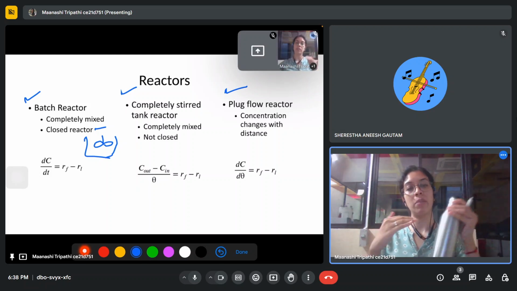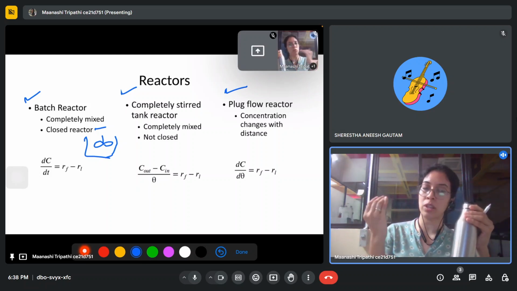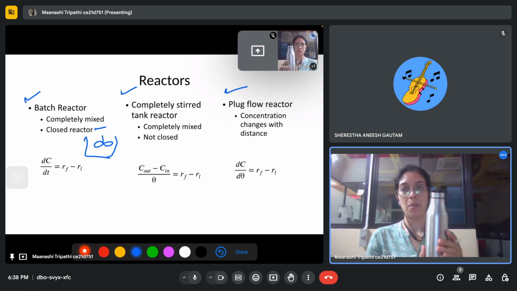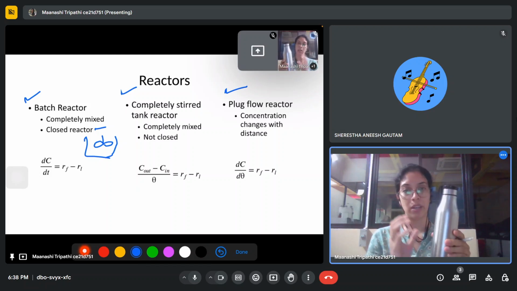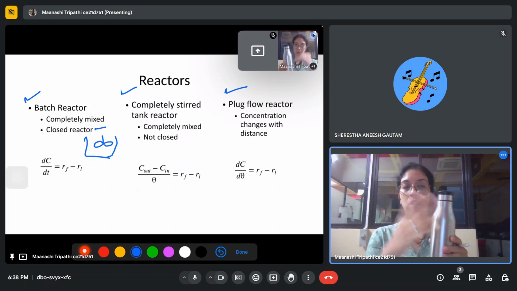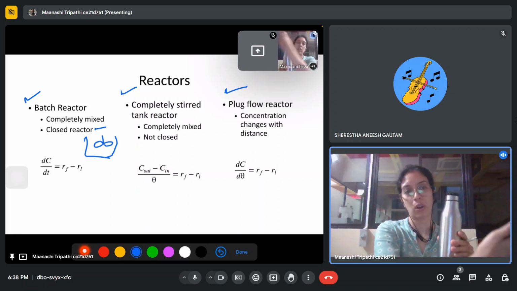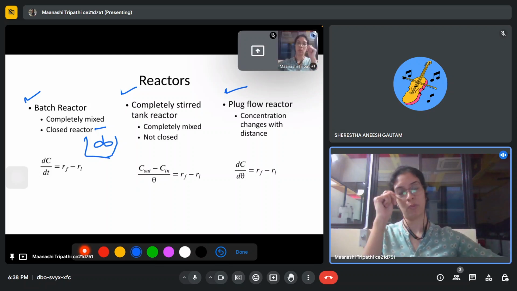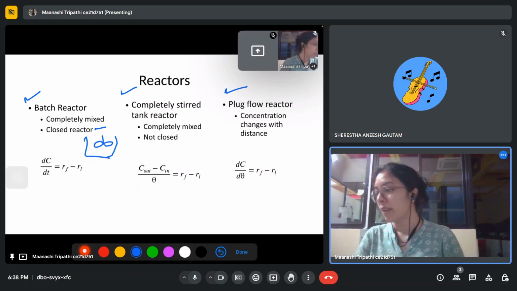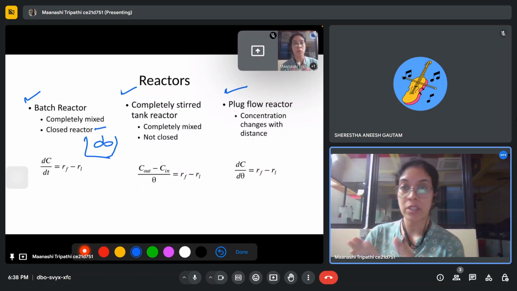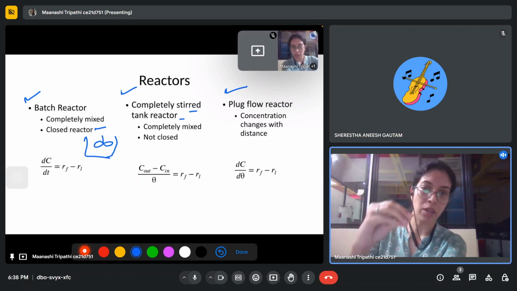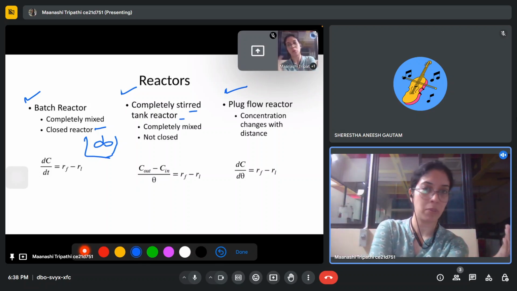One reactor can be converted from one form to another just by changing the flow and the condition. So we cannot always say a bottle is a batch reactor, but it is a batch reactor unless there is incoming or outgoing. I am not filling water, I am not taking out water. Then only it is a batch reactor, of fixed volume. However, volume can also be fixed in the completely stirred tank reactor. How? If the rate of incoming is equal to the rate of outgoing, the volume will be constant.